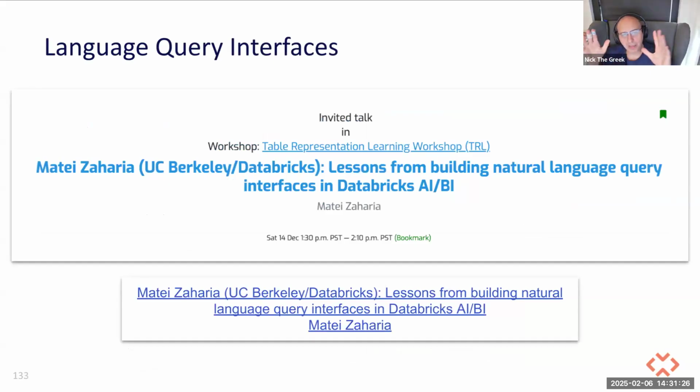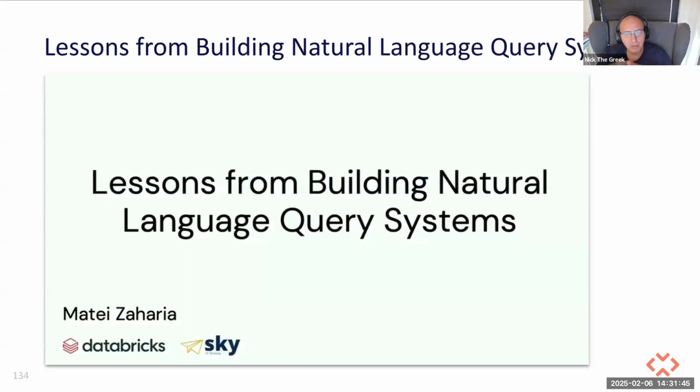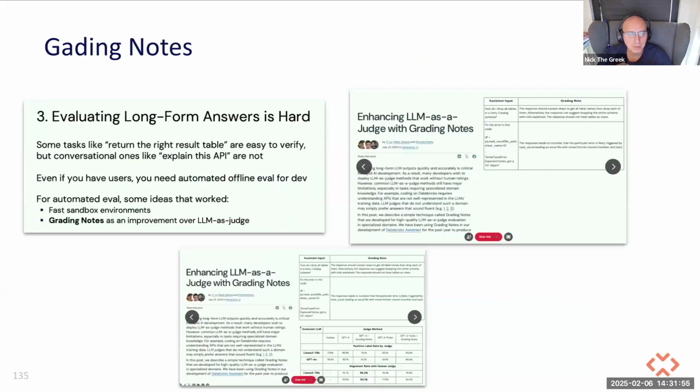And here's the presentation. So we're going to take a break from foundational models and change gears a little bit to relational databases. It's a talk from Matei Zaharia from Databricks and Berkeley, not Stanford anymore. It was an interesting talk, I highly recommend it. He gave that talk with the title "Lessons from Building Natural Language Query Systems." So it's basically text to SQL.